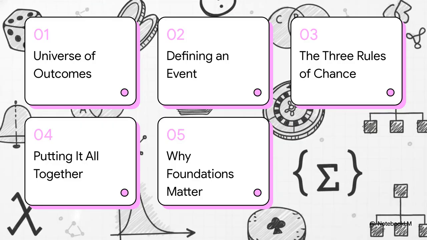All right, here's our roadmap. First, we're going to map out the entire universe of what could happen. Then, we'll learn how to zoom in on the specific things we actually care about. After that, the really crucial part, the 3 unbreakable rules of chance. We'll snap it all together into one elegant system, and then we'll see why this stuff isn't just for rolling dice, it's for understanding pretty much everything.